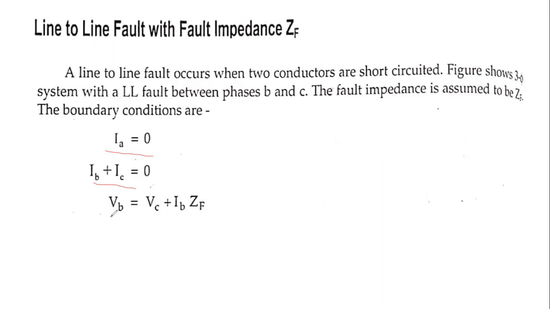Then VB. What is the formula for VB? VB is equal to VC plus IB into ZF. When we are connecting the fault impedance between the B and the C phase, the voltage across the B phase, VB, is equal to VC plus IB ZF, where ZF is the fault impedance connected between the B and C phase.